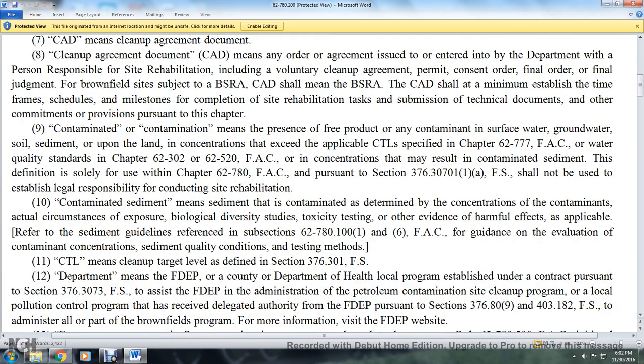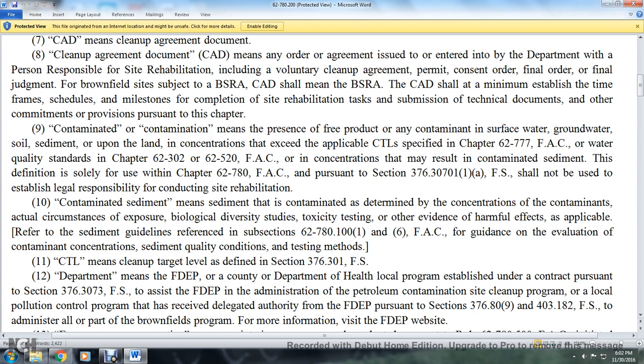Contaminated soil or sediment must be determined by the concentration of contamination, actual circumstances, exposure, biological diversity, toxicity testing, and other evidence of harmful effects that are applicable, referring to the sediment guidelines referenced in subsection 62-780.101. Florida Administrative Code guidelines evaluate contamination constraints for the sediment quality control testing method.